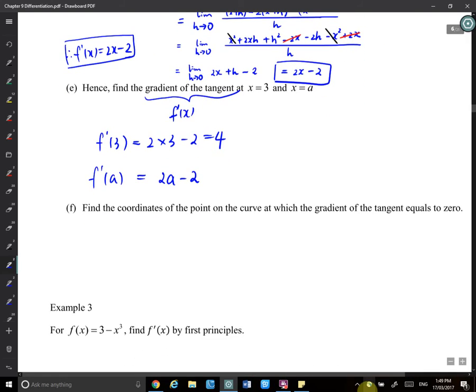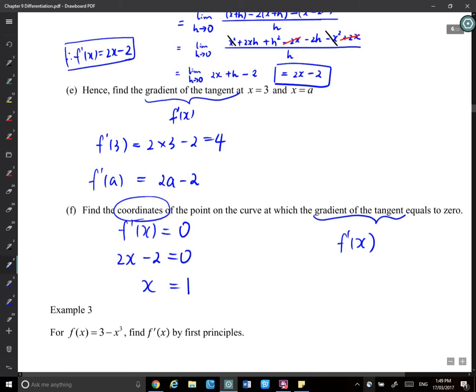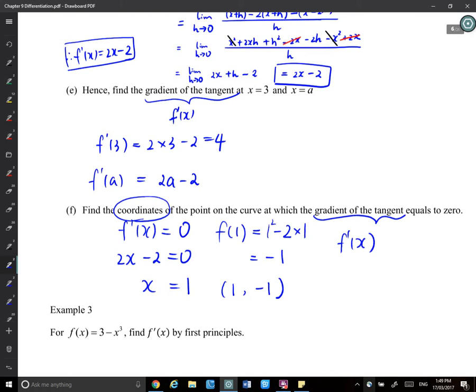Find the coordinates of the point on the curve at which the gradient of the tangent, again it's f dash x, equals 0. So what you want to do is f dash x equals 0, which is 2x minus 2 equals 0, then x equals 1. And it's not finished because I want the coordinates. Then I need to find f of 1. So what is f of 1? It's 1 squared minus 2 times 1, which gives me negative 1. So the point (1, negative 1) will have a gradient of 0.